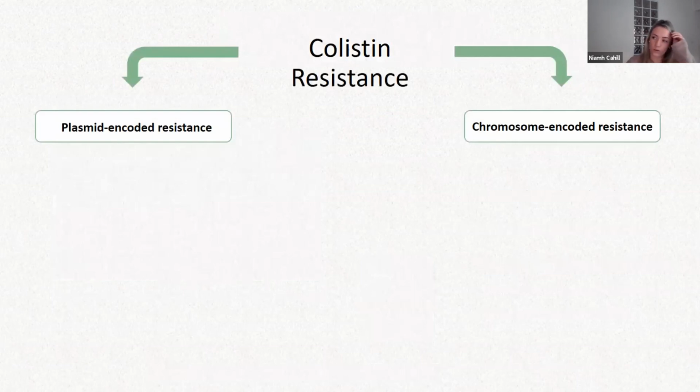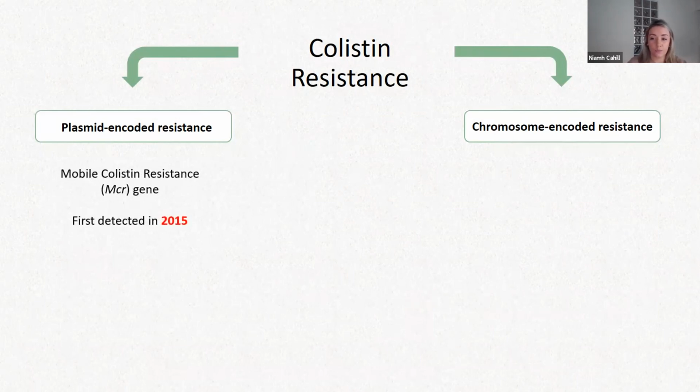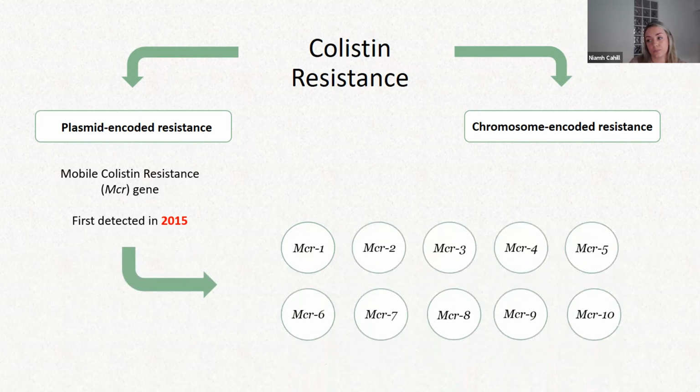So just to give a brief background on colistin resistance, it can be chromosome encoded or plasmid encoded. Up until 2015, all of the reports on colistin resistance were due to chromosomal mutations. However, since 2015, mobile colistin resistance genes have been detected. These were first detected in 2015, and this was MCR1. It was detected in China in humans and animals. Since then, 9 other types of MCR genes have been detected. And today I'm just going to focus on MCR8 and MCR9.